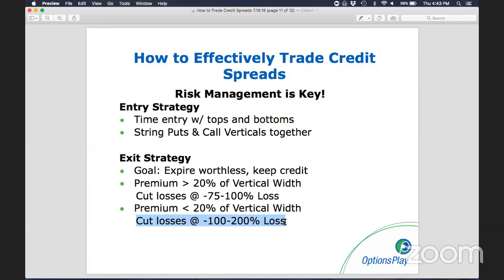You certainly don't want to wait until you're risking $7, $8, even $9 on that trade. So I highly recommend you consider cutting your losses when you've lost 100 to 200% of the credit that you've received. Depending on where you sell your credit spreads, whether at the money, near the money, or out of the money, your strategy is going to differ. There are so many different combinations that I can't possibly cover every single one, so that's why we always use the percentage of the vertical width as a way to normalize the fact that there are so many different possibilities. Keep that in mind when you're selling your credit spreads.